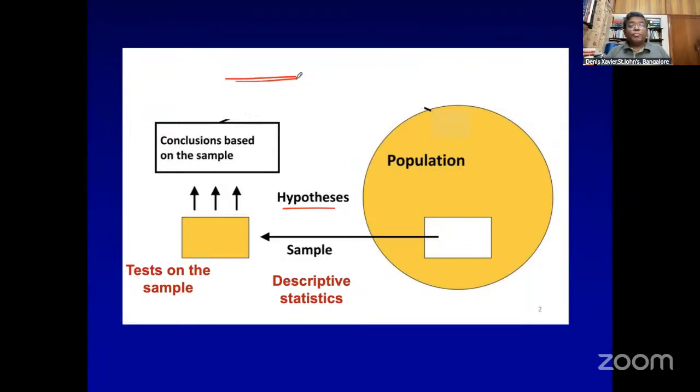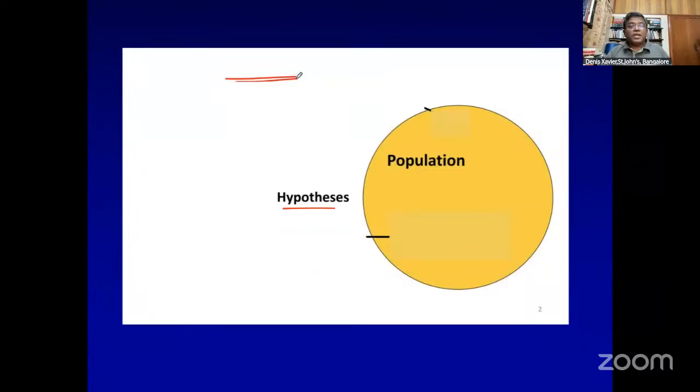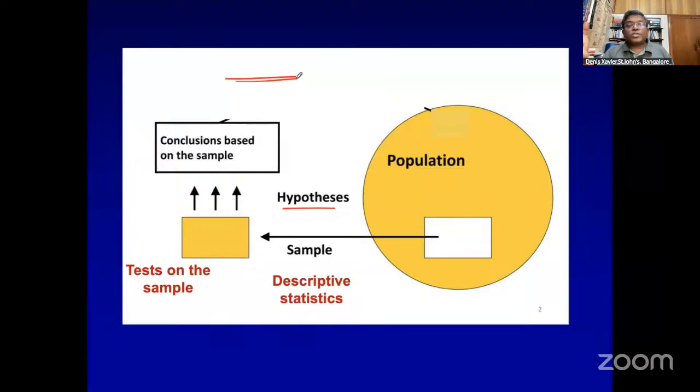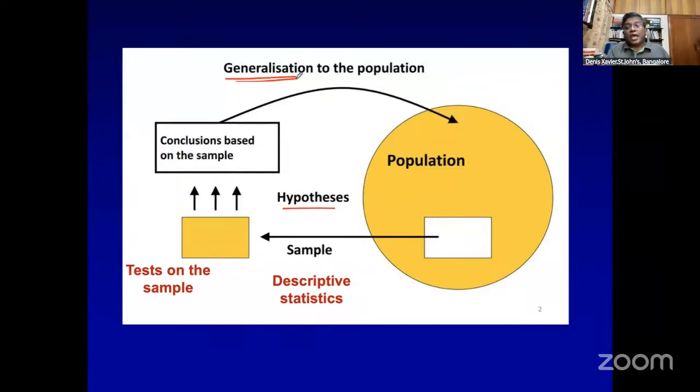All right, so let me go backwards once again very quickly. So we have the population, we construct the hypothesis, we take a sample, and we describe the sample. Table 1 of many studies are descriptive statistics. Table 1 of most studies in a journal are descriptive statistics. Then we do tests on the sample, we make conclusions based on the sample, and then when we generalize to the population, the test that we do to generalize to the population is inferential statistics.